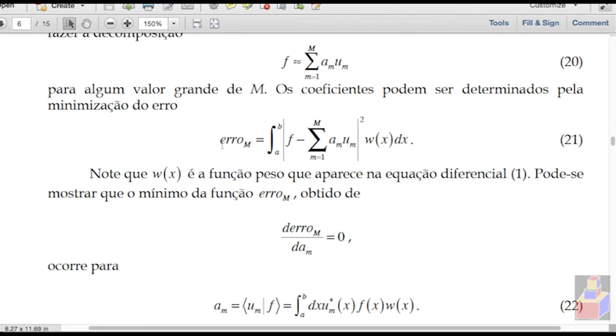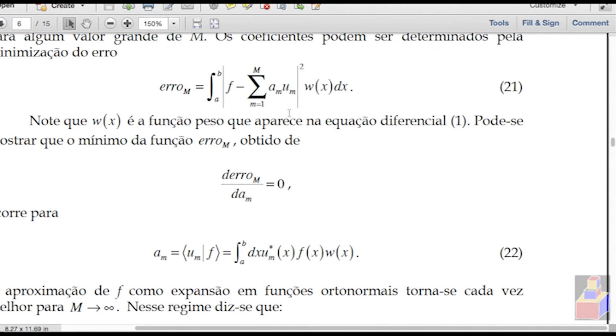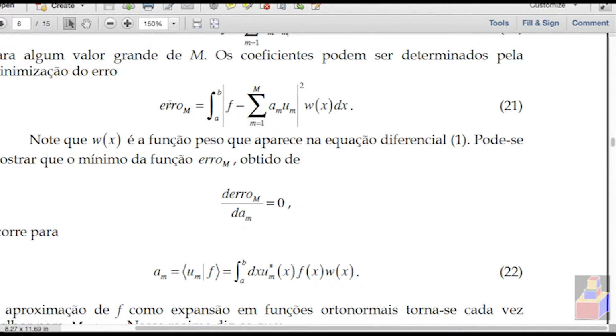So I build the error, which can be defined by the difference between the function and its approximation, squared. Why squared? It could be just the absolute value. But the square is better because the absolute value has a discontinuous derivative. If you square that, you lose the discontinuity. So you can do that and minimize this error. You integrate with the weight function, because the weight function always appears in the definition of integration, cross integration in the domain. So you minimize this error.